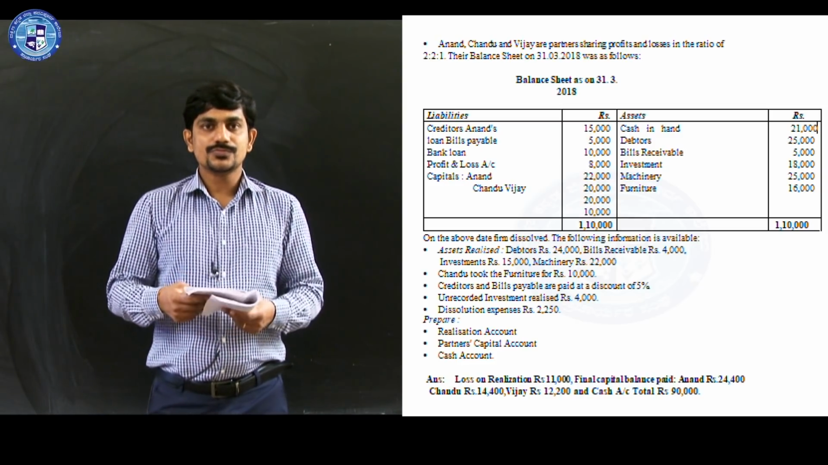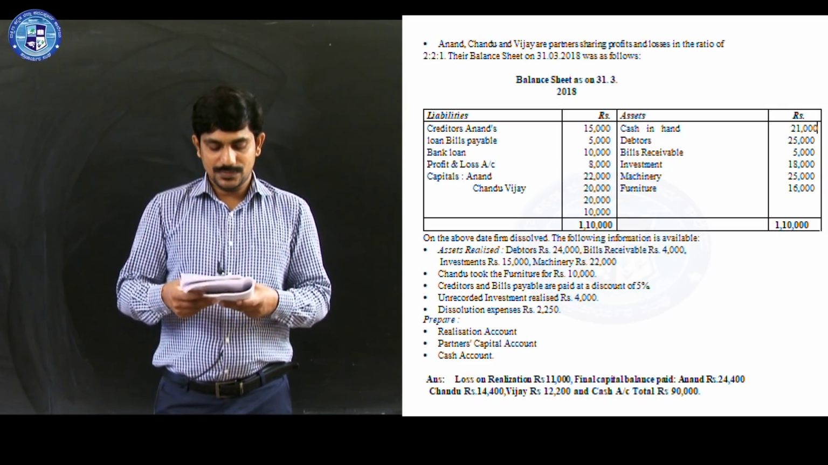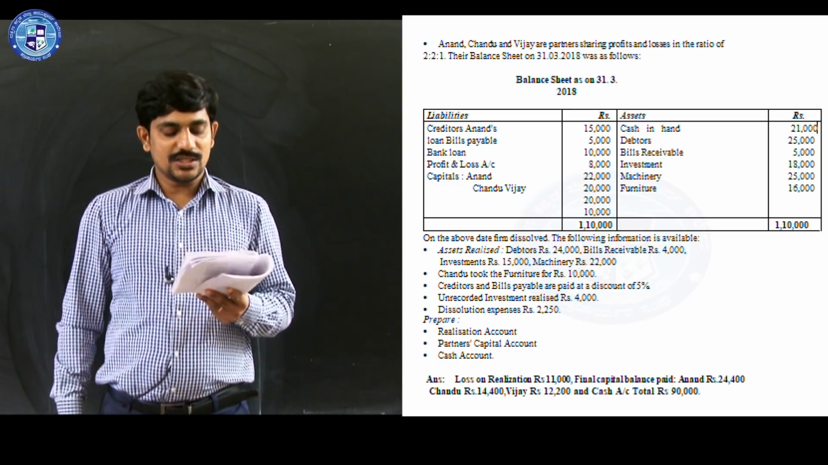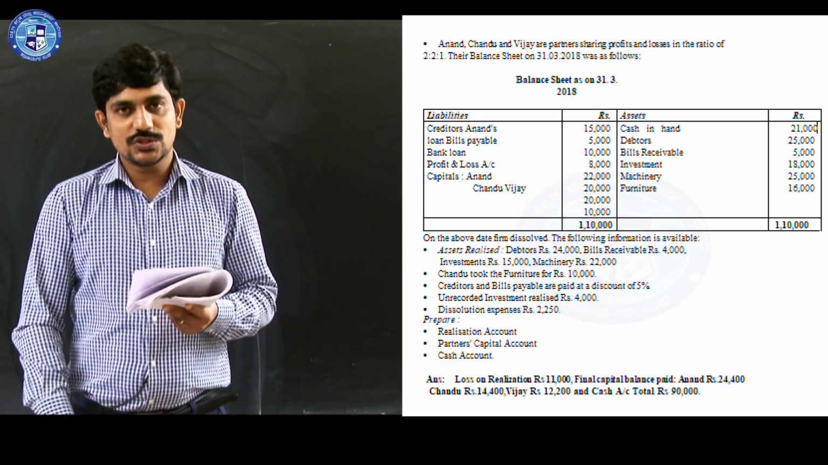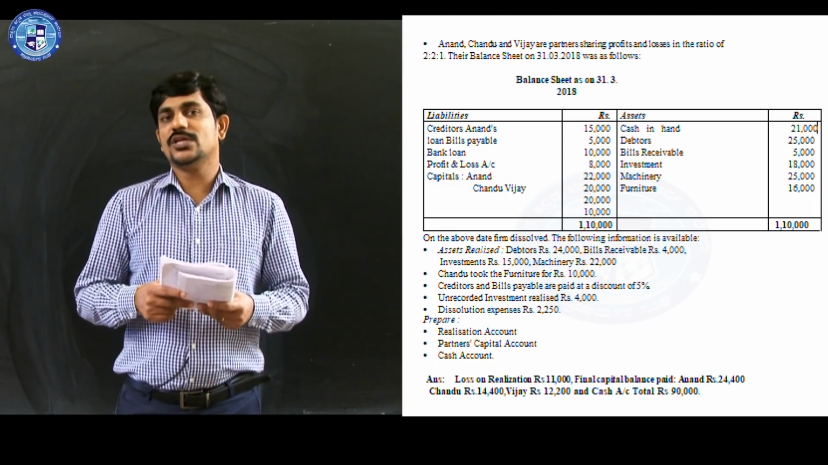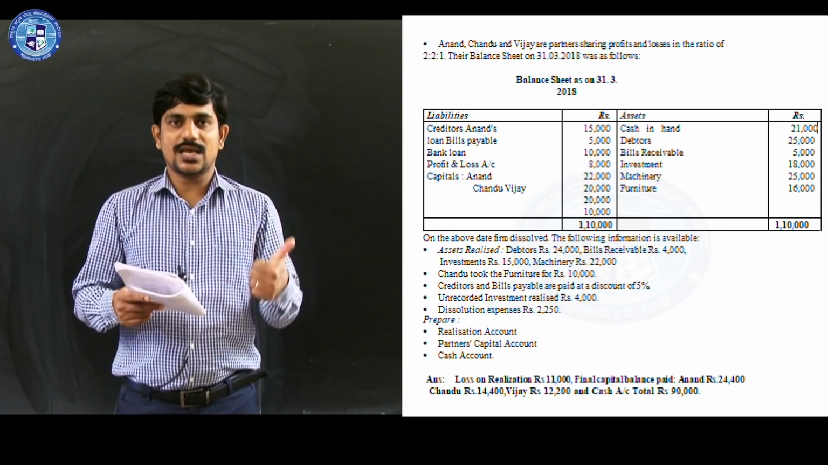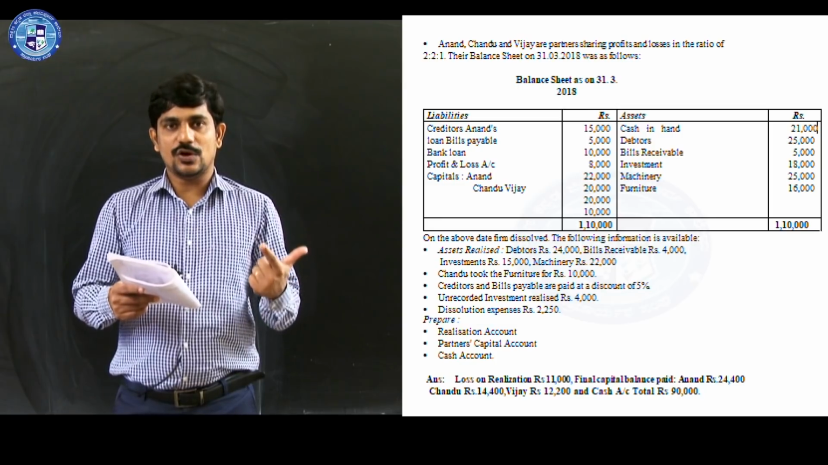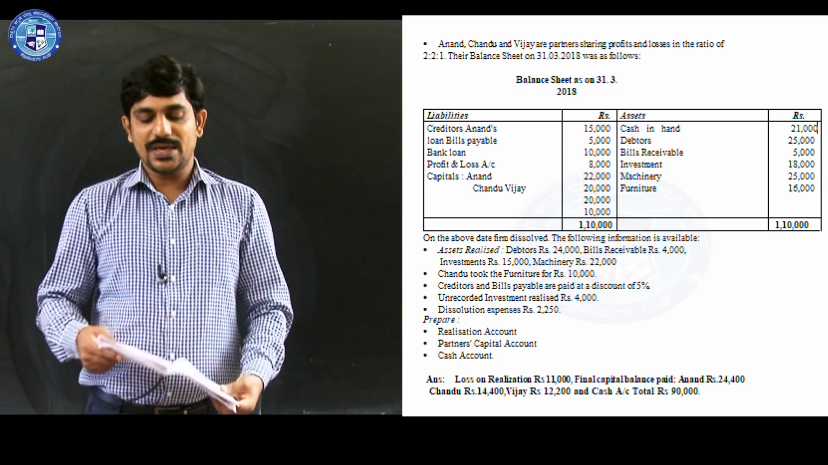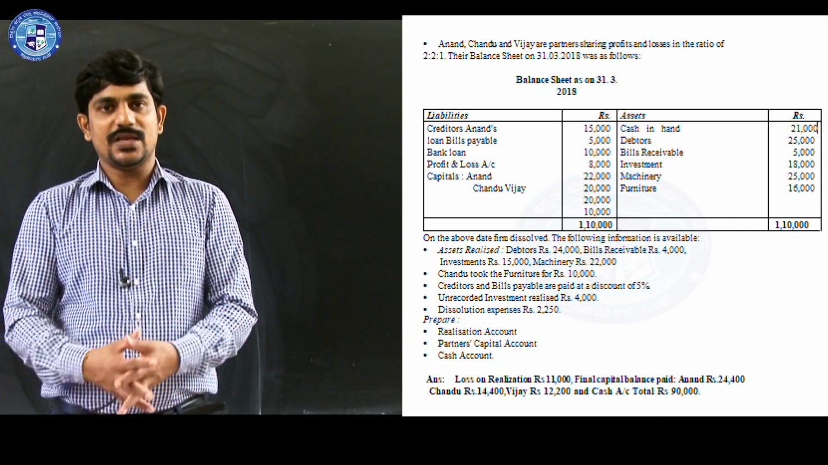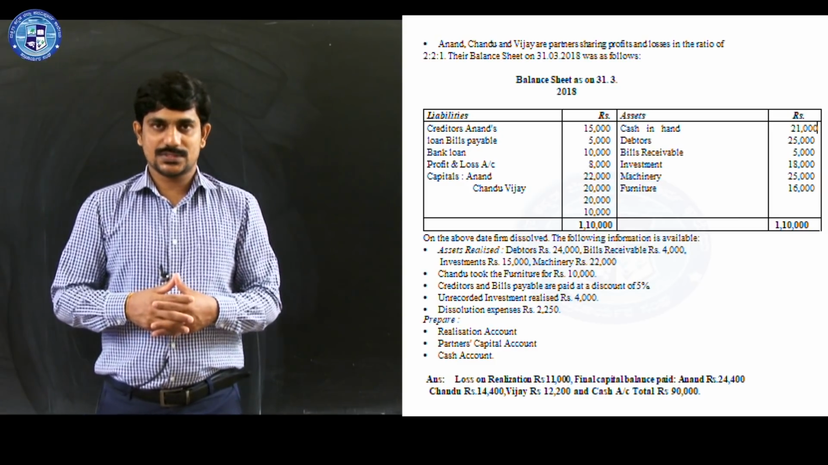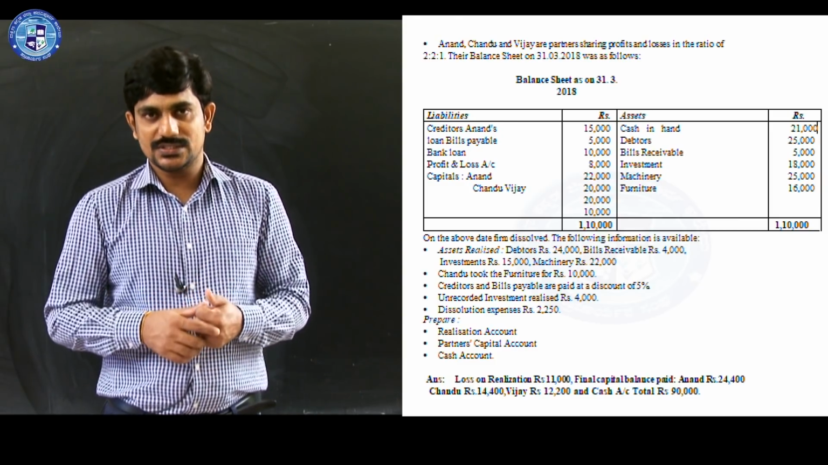Now, in this problem, we can see there are three partners, Anand, Chandu and Vijay, and they will share the profit and loss in the ratio of 2:2:1. We need to prepare three accounts here: one is realization account, second is partners capital account, and third one is cash account. First we have to prepare the realization account, and when preparing it we need to follow 7 steps.